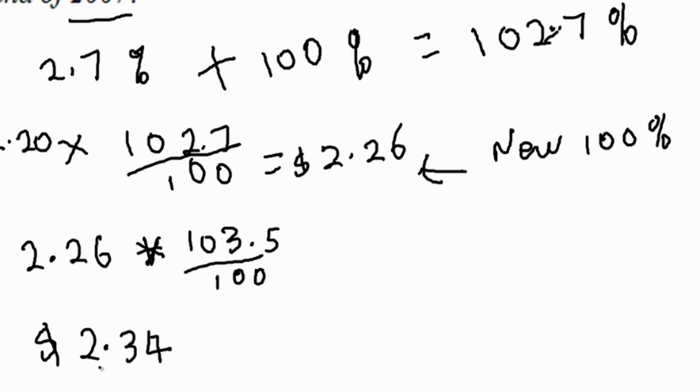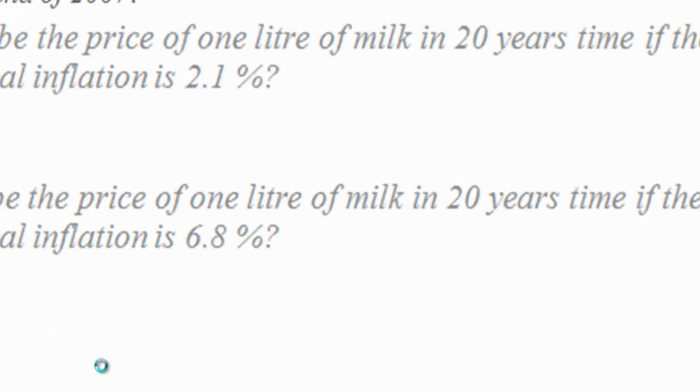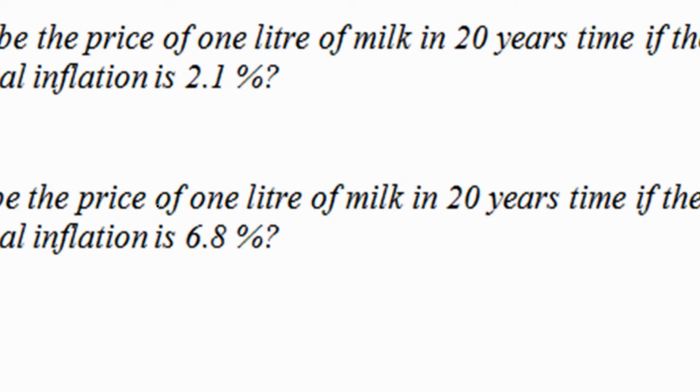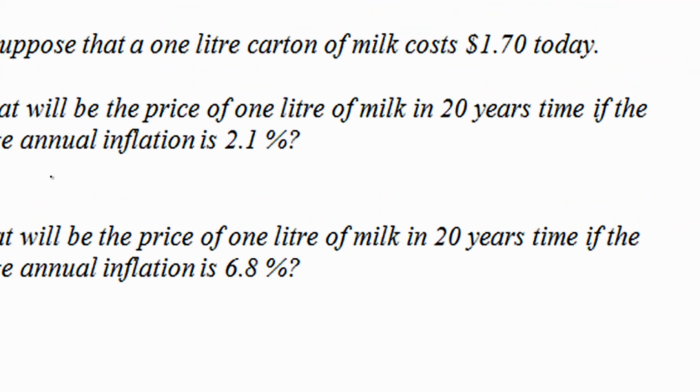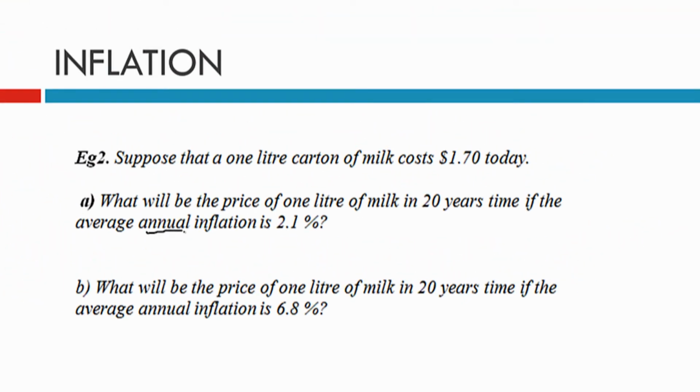Now, let's have a look over a larger period of time. So let's have a go. Suppose that a 1 litre carton of milk costs $1.70 today. What will be the price of 1 litre of milk in 20 years' time if the average annual inflation is 2.1%? Now, for 20 years, this is just an example, okay? So they're saying on average, so it could be 2.7 one year, 1.5 another year, 2.5 another year, 2.3 another year. However, average over 20. So we're just assuming here.